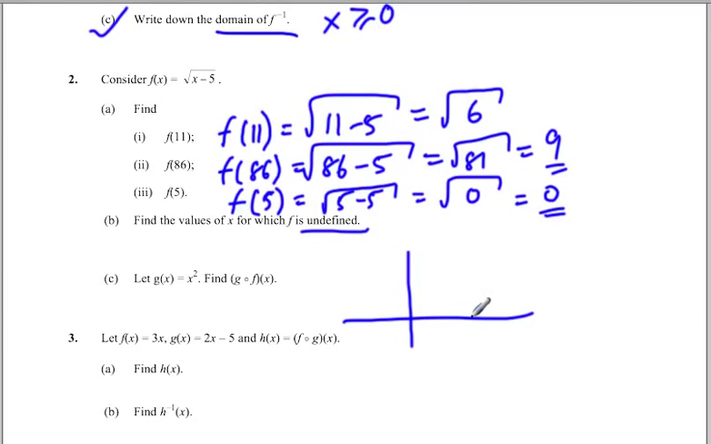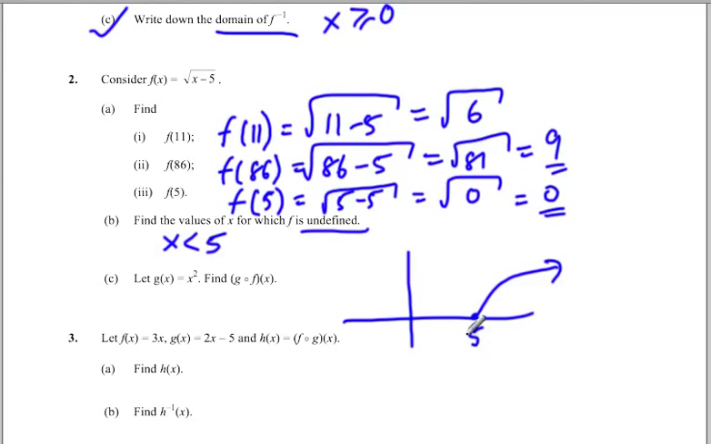So this is x minus 5, so it's to the right. So here's 5, and it goes like that. They're asking for the values of x for which f is undefined. So x is defined from 5 onwards. However, there's no value of x to the left of 5. So in other words, the part where it's undefined is x is less than 5.